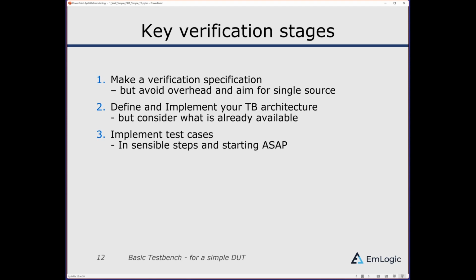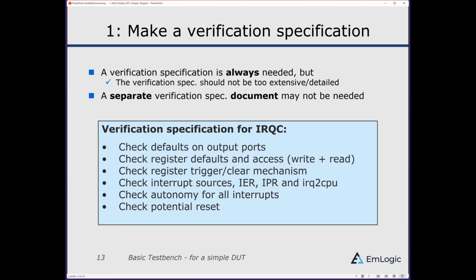So let's look at the verification stages we're going through. First of all, we have to make a verification specification. Then we want to define and implement a test bench architecture. And then we want to implement the test cases. And it's important here that we don't make the test bench architecture and the test cases at the same time. We first want to implement the test bench architecture and make test cases on that architecture.